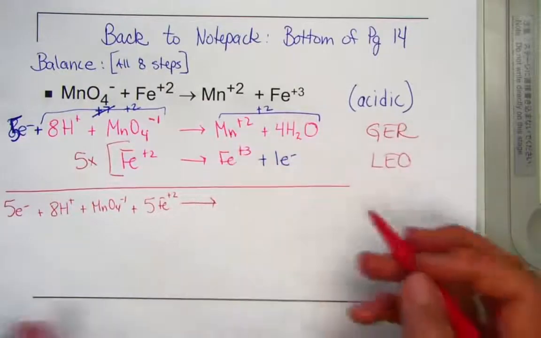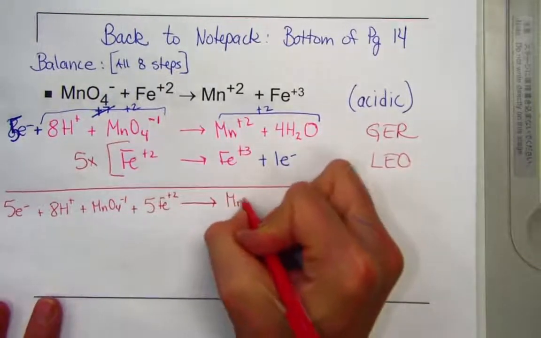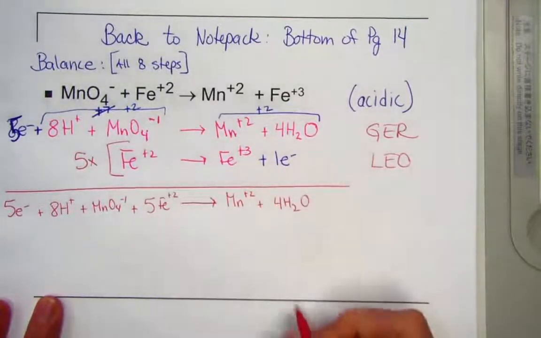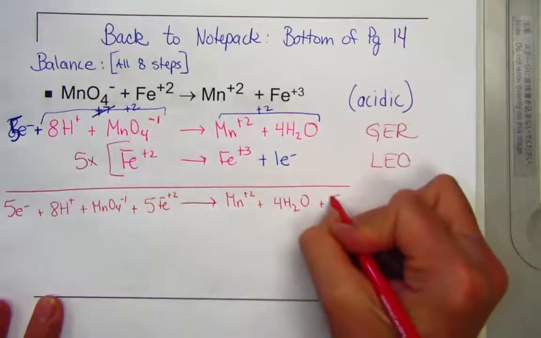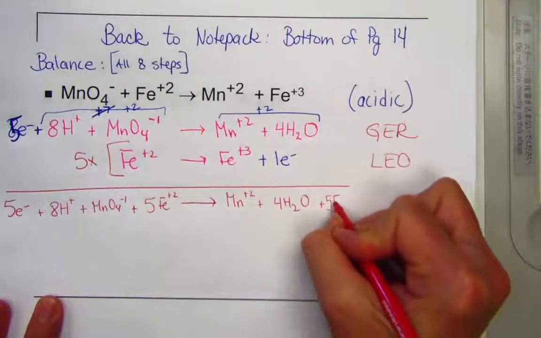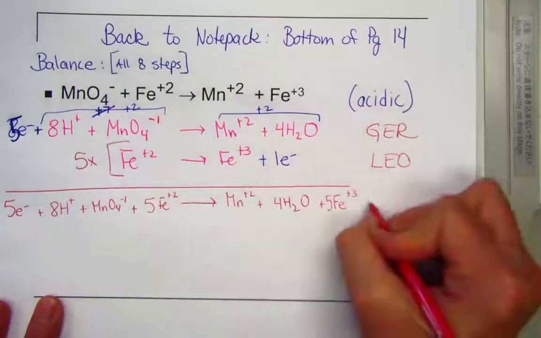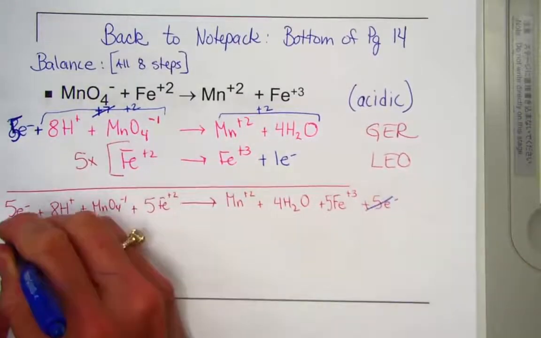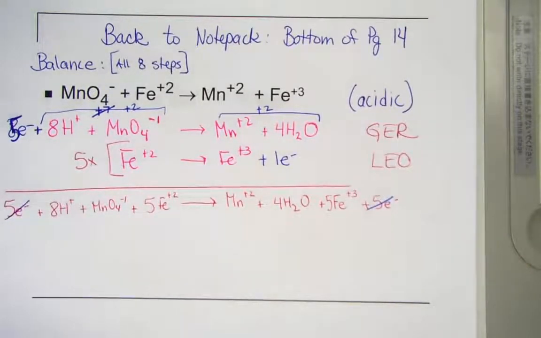Same strategy over on the right side, the product side. We have an Mn+2, and we have some waters, 4 of them. We have to distribute the 5 when we add the second half. So now I have 5 irons with a +3 and indeed 5 electrons. We notice the electrons can be simplified. McKenna, do you see anything else that can be simplified as a double check? Me either. This indeed is simplified as far as we can go.